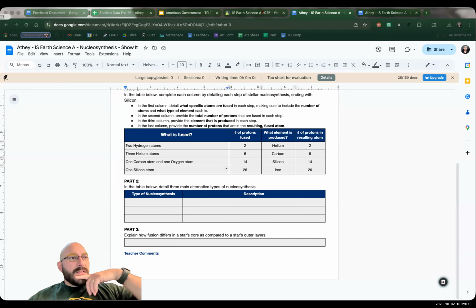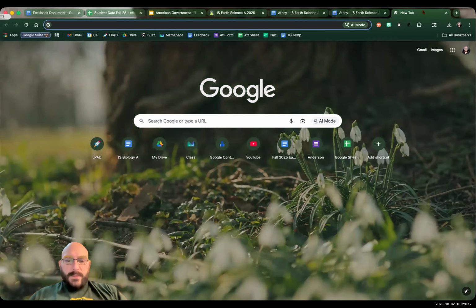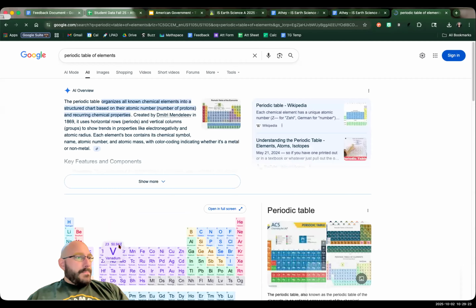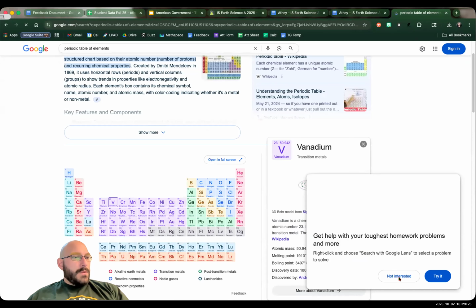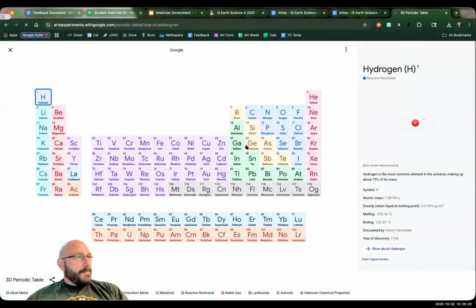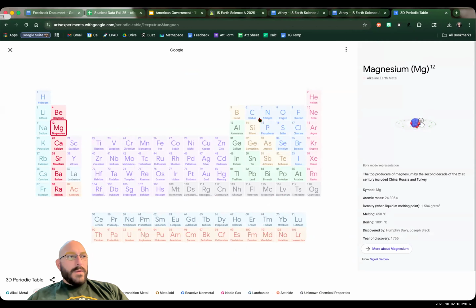Let's see if I can bring up the periodic table here. Periodic table of elements. Okay. Go away. Okay. Open in full screen. Here we go. Number 12, magnesium. Okay, that's element 12.